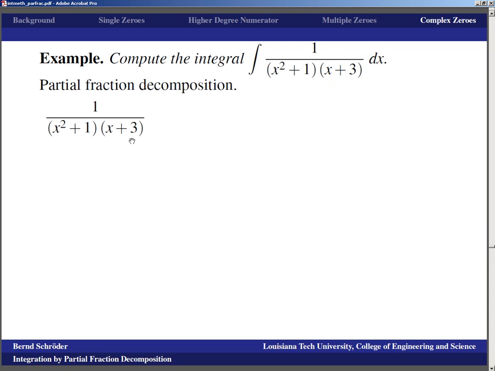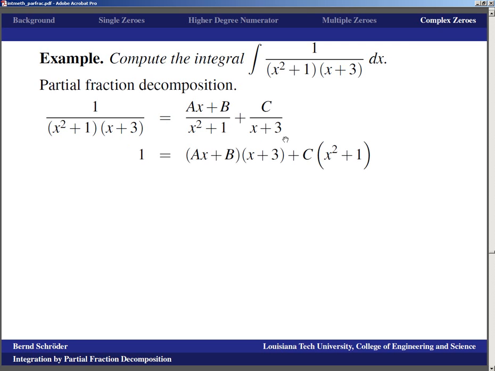Instead, our partial fraction decomposition will be that we set up our function to be equal to something divided by x squared plus 1, but because this is a quadratic term that we can't decompose any further, we have to set that up with an ax plus b in the numerator. And then the linear term, of course, just gives us still a c over x plus 3.